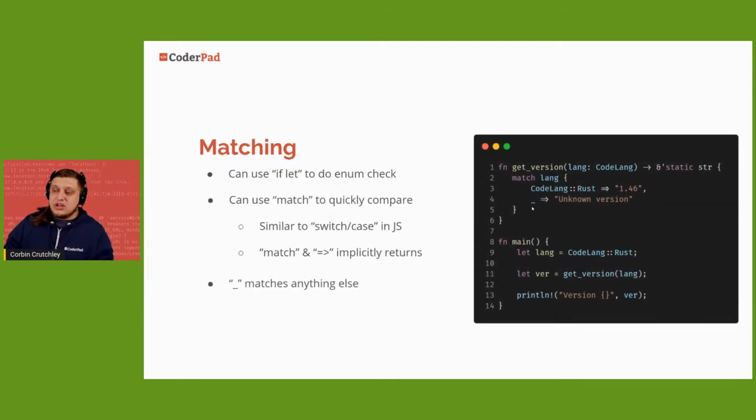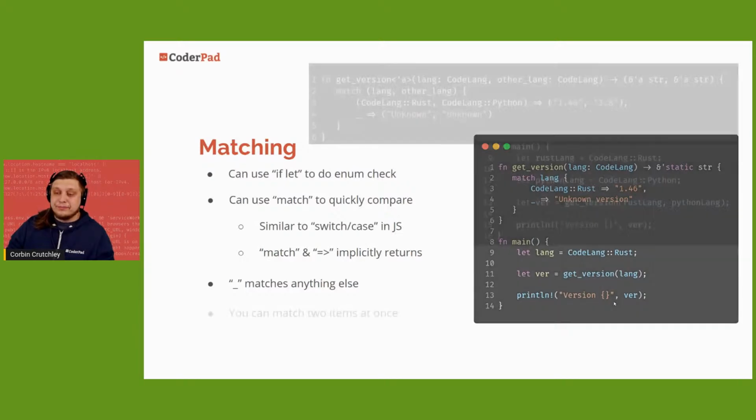We also have the ability to use the underscore to declare if it isn't being matched. So you can think of this kind of like the default state in a switch case. So match lang, if it's Rust, we return 1.46. If we don't know the version, or if it's any of the other potential values of code lang, we'll return unknown version, right? So here we'd go to Rust, we'd match the lang, it would be 1.46, and then we'd print that line, kind of like a console.log.